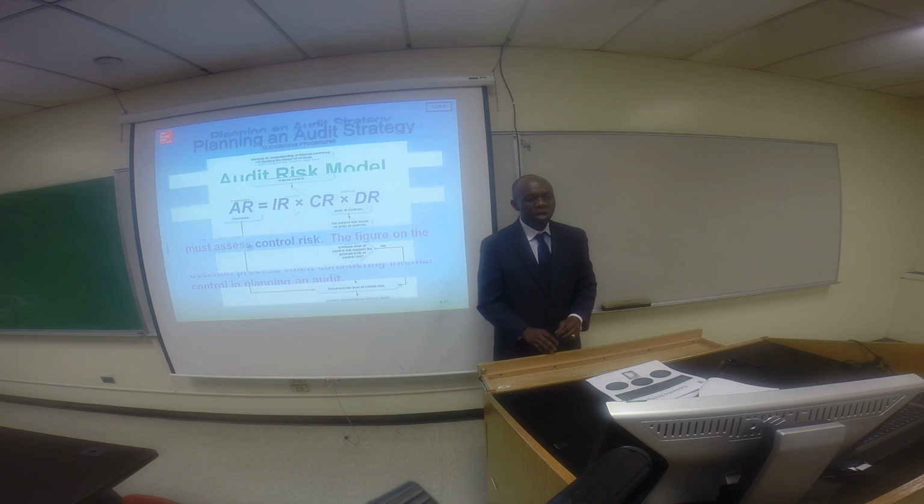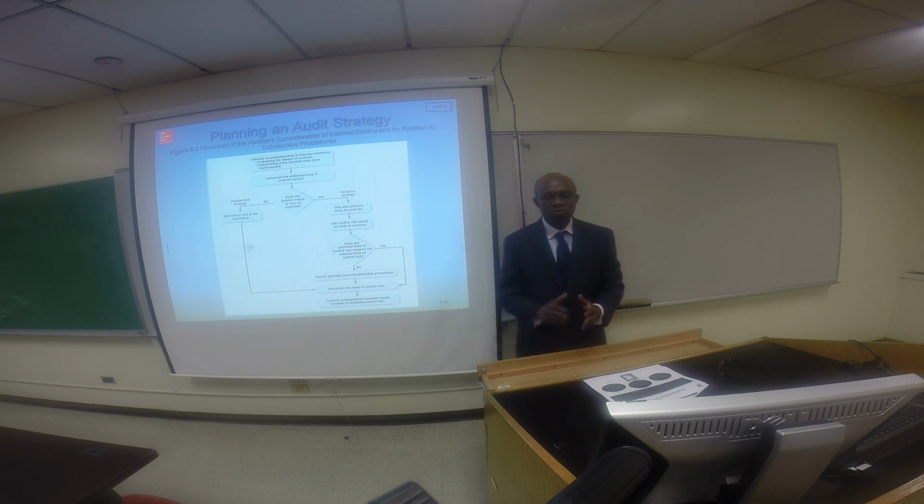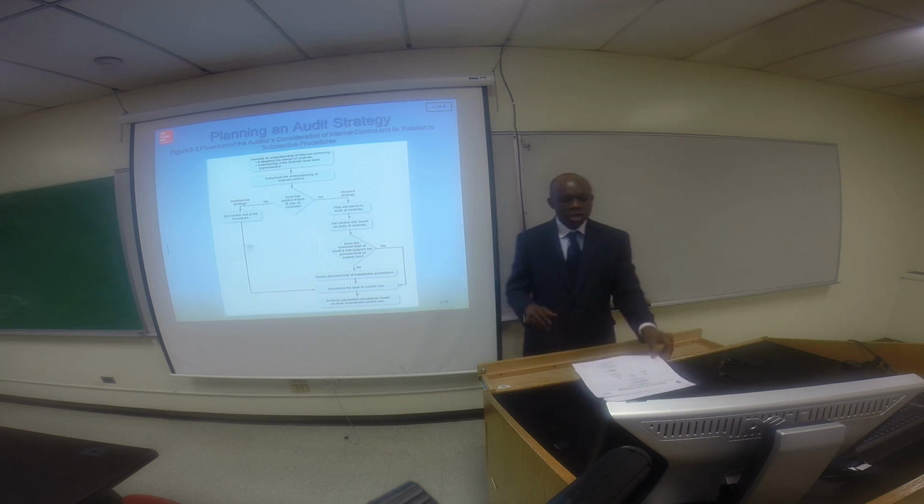So, moving along, let's take a look at the planning and audit strategy. This is very important, okay? Here, this flowchart helps us to talk about consideration of internal control in relationship to substantive procedures or detailed testing. The first issue here is the auditor needs to have an understanding of the design and implementation of the internal control. Thereafter, number 2, the auditor needs to document his understanding of the internal control.